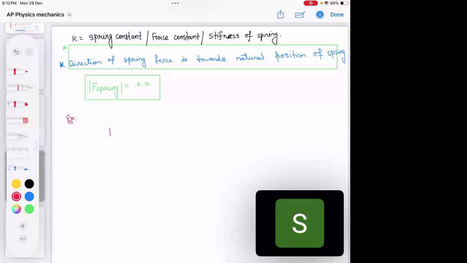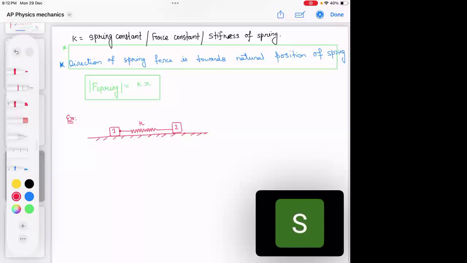Okay? Let's say I'm going to give you a question like this. Here, instead of one block, I am connecting two blocks. This is block 1 and this is block 2. It is kept on a horizontal smooth surface. Right now the spring is in natural condition.